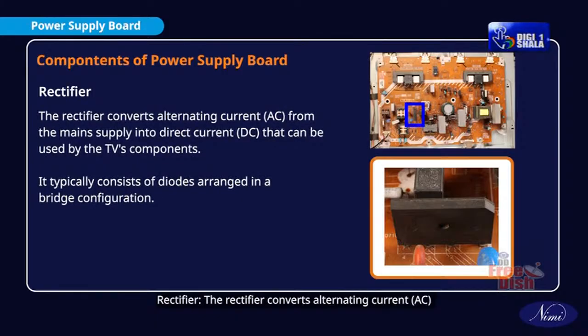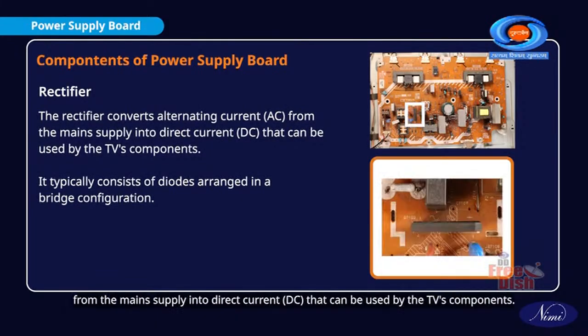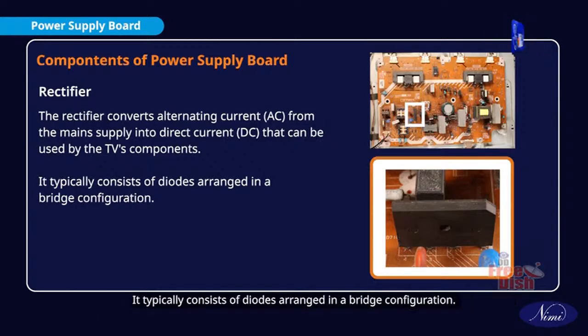Rectifier. The rectifier converts alternating current, AC, from the main supply into direct current, DC, that can be used by the TV's components. It typically consists of diodes arranged in a bridge configuration.